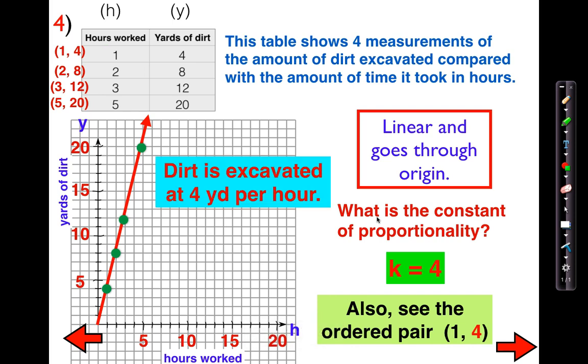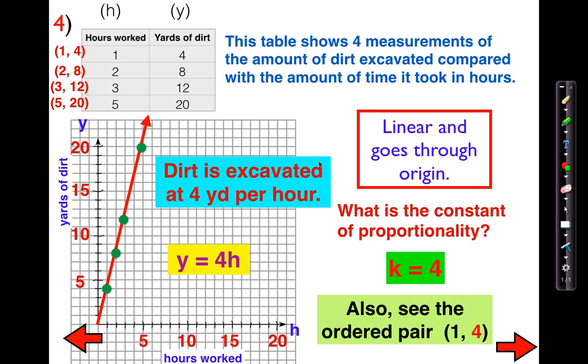So I can say that the dirt is excavated at 4 yards per hour. How did I come up with that? Well, the units are always written as y over x, or output over input. The outputs are in yards, the inputs are in hours. So here it would be 4 yards per hour.